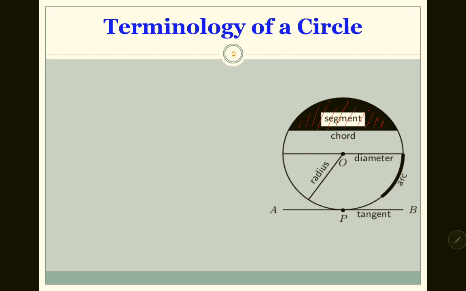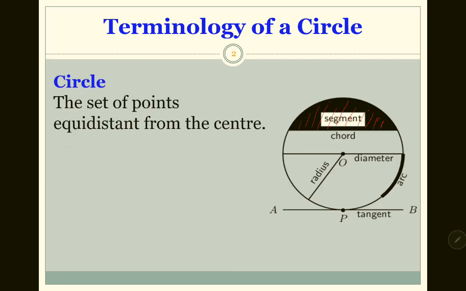All right. Then we're looking at a diameter. We know what is a diameter, radius, and a tangent. So let's make sure that we understand all the terminology. So a circle, what is a circle? The set of points equidistant from the center. So what does this mean? It means all the points are exactly the same distance from the center.